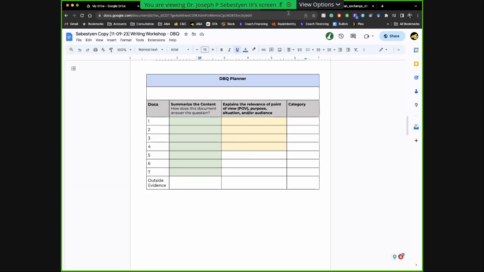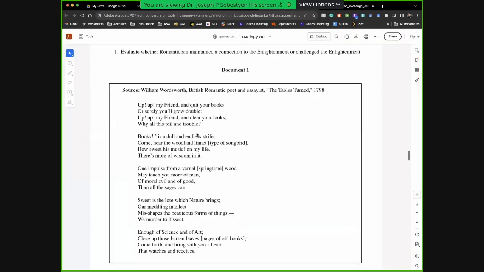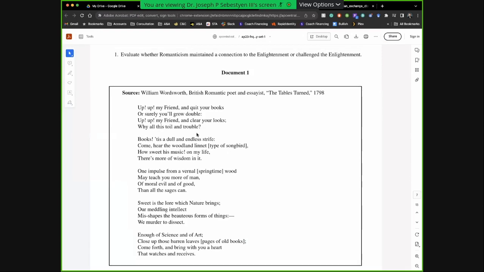So if we go to the source, and again, I won't do all 7 documents. I'll bounce back and forth between Euro and World, but just follow along and type what I type and ask questions as they come up, or volunteer some responses too. So evaluate whether romanticism maintained a connection to enlightenment or challenged enlightenment.